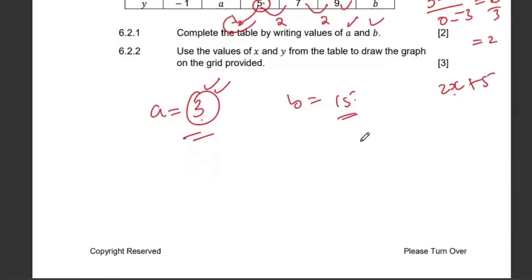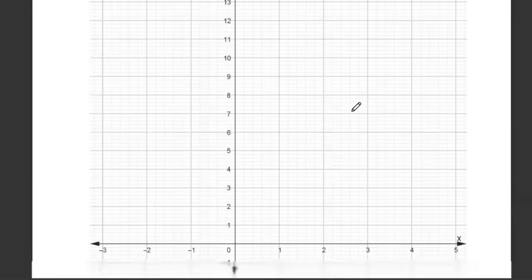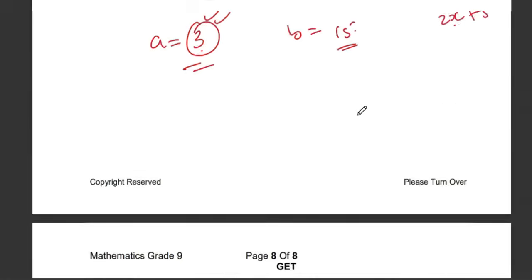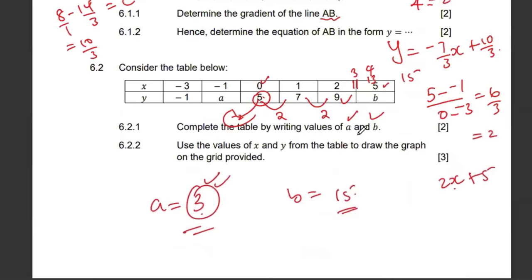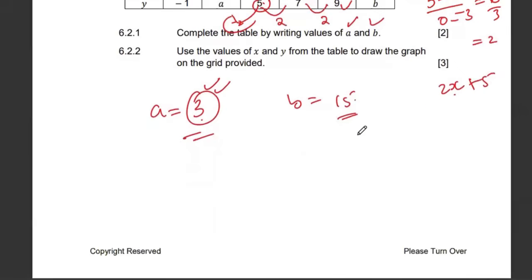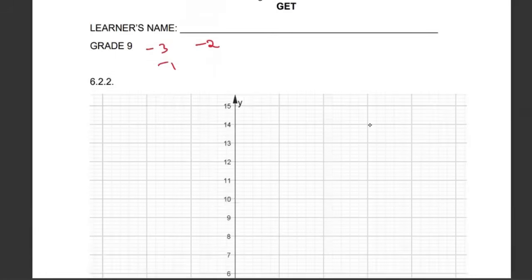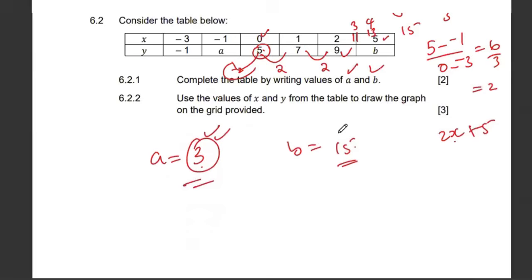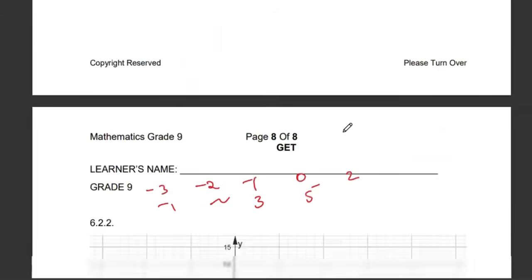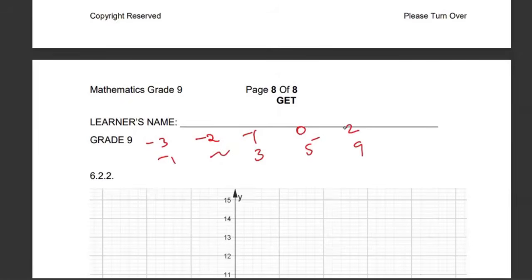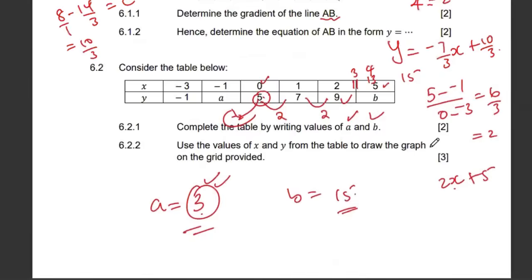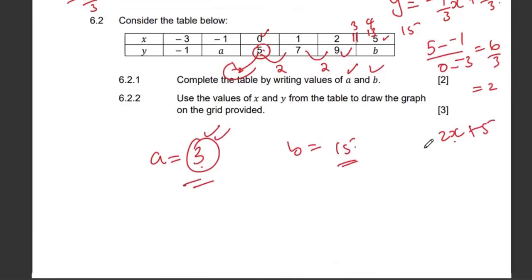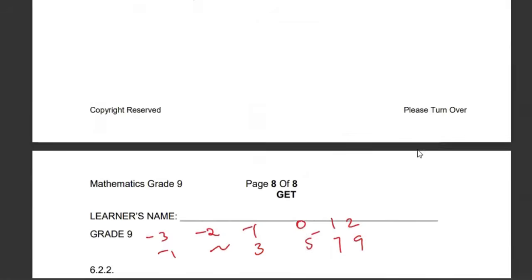Perfect. Then use the values to plot the graph on the grid. Okay, so I'll start by writing the ordered pairs. Okay, we have a negative 3, negative 1, negative 2. Oh, it's a negative 1. Negative 1, we said, is a 3. 0 is with a 5. 2 is going to go with a 9. 1 is with a 7. And then 5 is a 15.